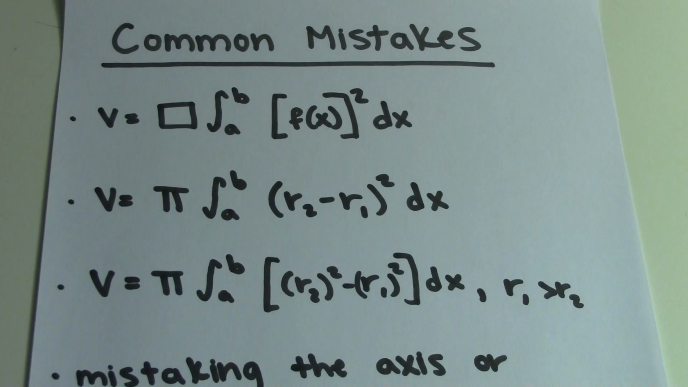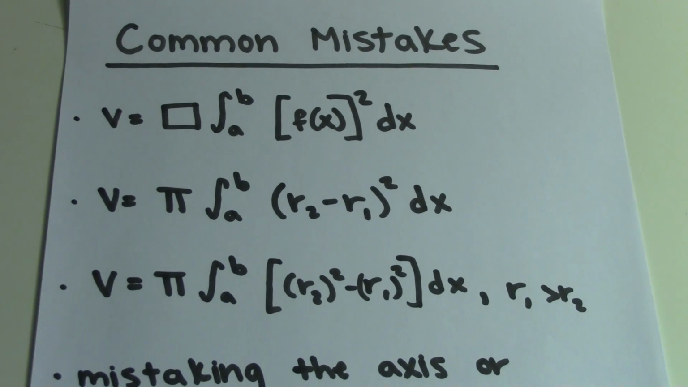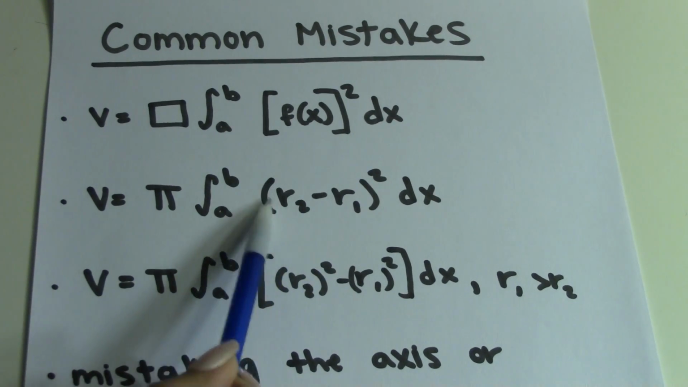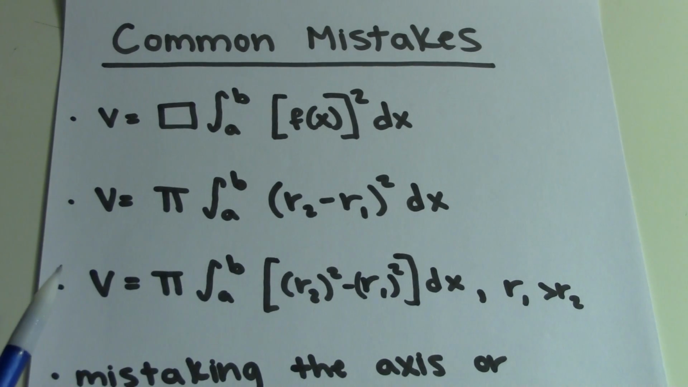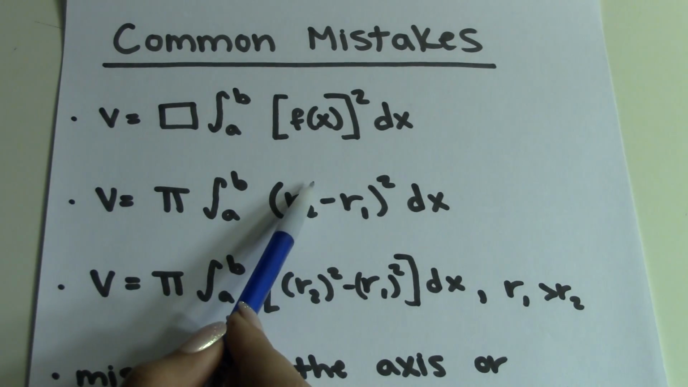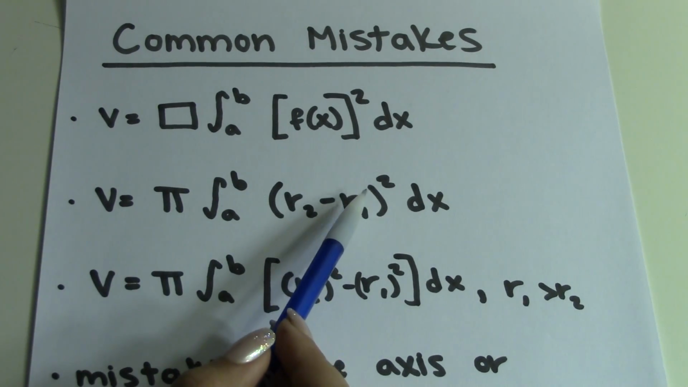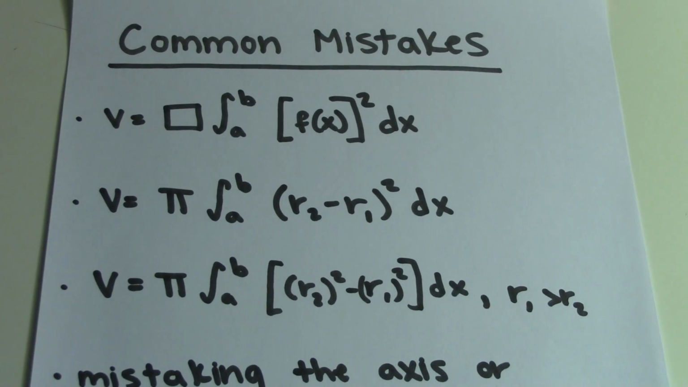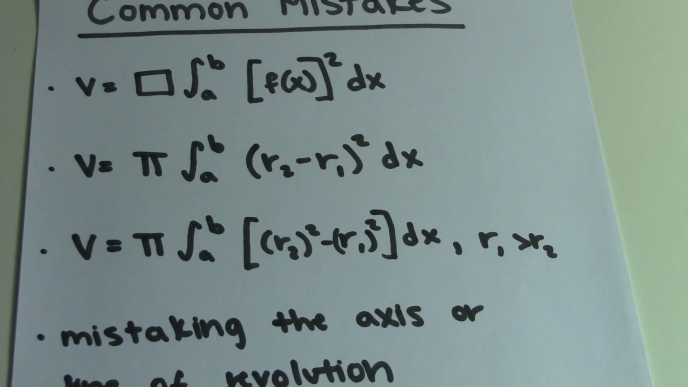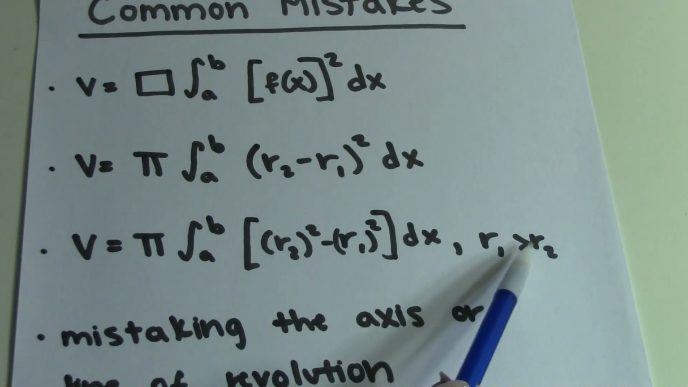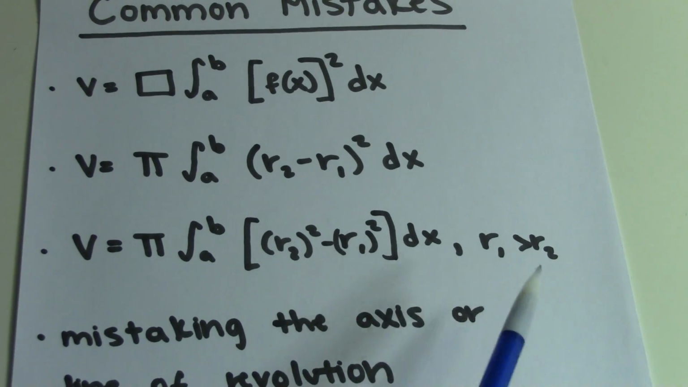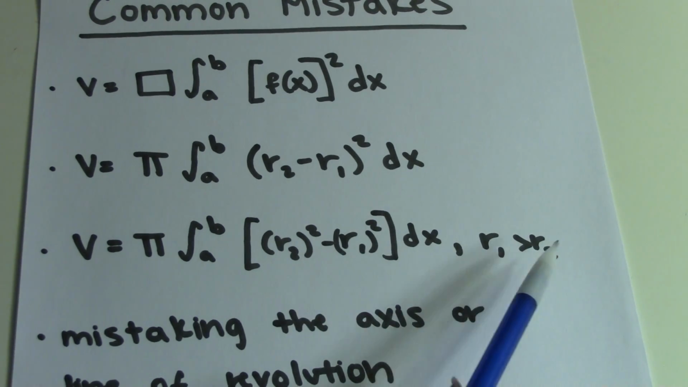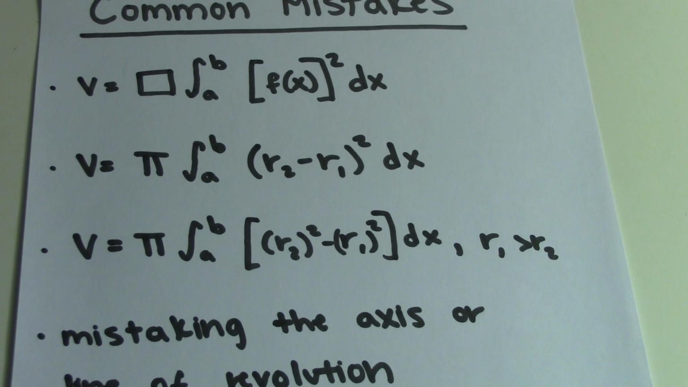And then the second one here is when you have a washer, instead of squaring the whole thing, it's R to the second squared minus r to the first squared. They're separate. They're not put together, because that will give you the wrong answer. So make sure not to do that as well. And then another one, if R1 is larger than R2, then you cannot subtract R1 from R2, because that will give you a negative volume, and that's impossible.